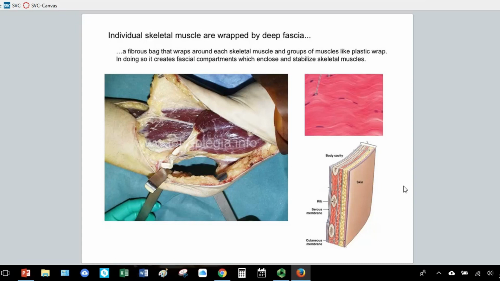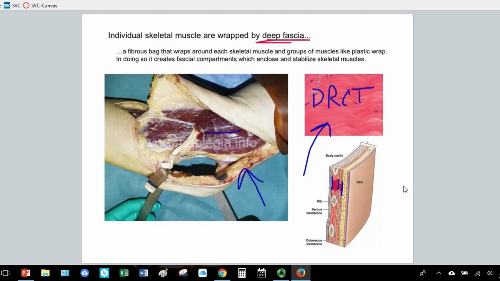Individual skeletal muscles are wrapped by deep fascia. And again, here's our skeletal muscles, and here's our deep fascia that wraps each of these individual skeletal muscles. So each individual skeletal muscle is wrapped by deep fascia. And this is made of, what's that right there? Dense, regular connective tissue.